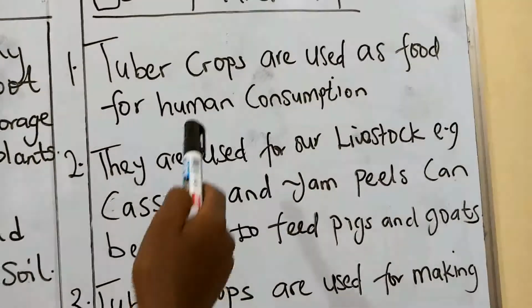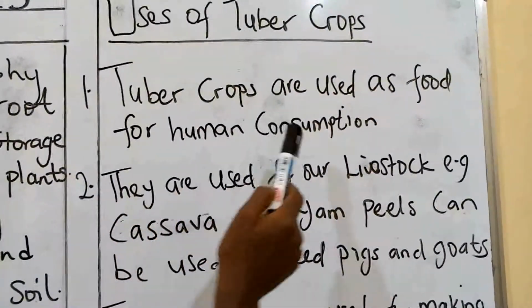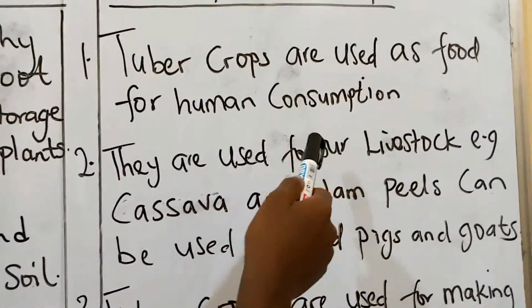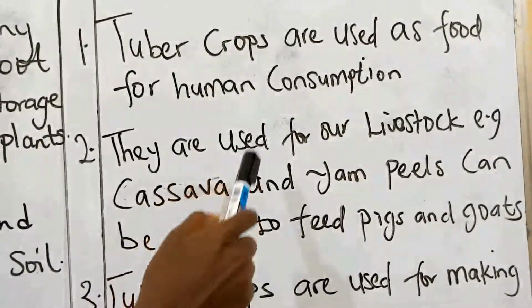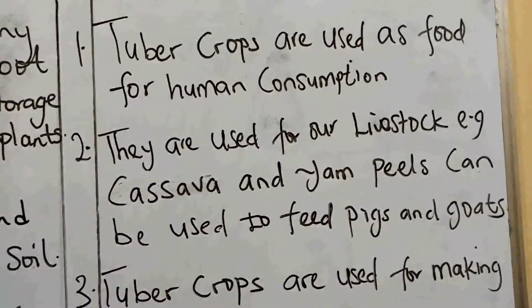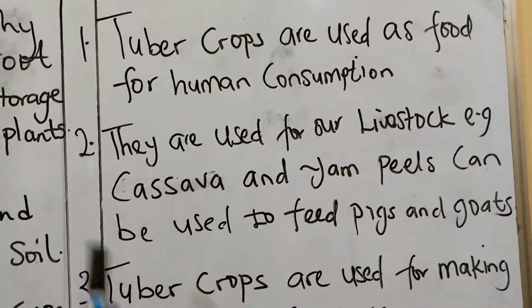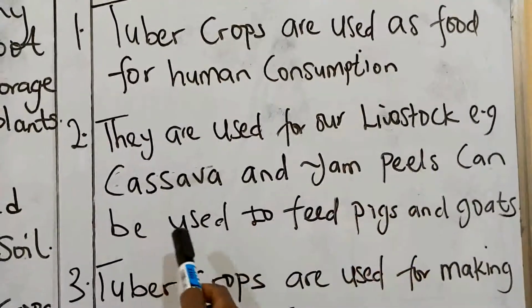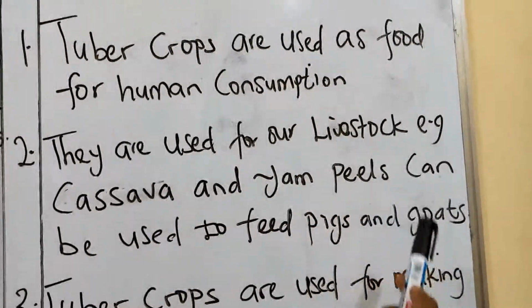Here are some of the uses of tuber crops. We say tuber crops are used as food for human consumption. We all eat tuber crops, yes, and we make use of it. Okay, number 2 said they are used for our livestock. Example, the cassava and yam peels can be used to feed pigs and goats.